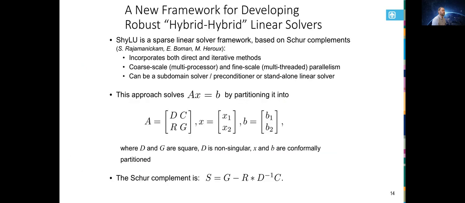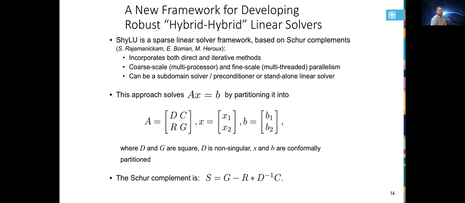So I mentioned this hybrid solver. Basically, we're using a code called Shilu. Shilu's a linear solver framework that's based on Schur complements. What you do with a Schur complement is you can partition your matrix into a 2x2 structure, or more than that, and then you can solve the different parts separately. This is a hybrid solver in the sense that some of these pieces are solved using direct methods, and some of them are solved using iterative methods, and the coupling is solved with the direct method between the different pieces.